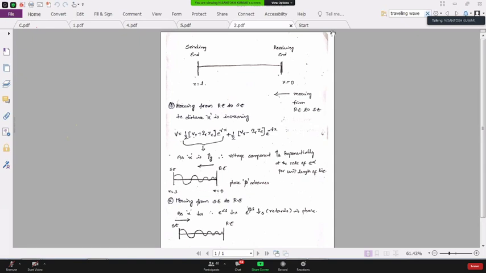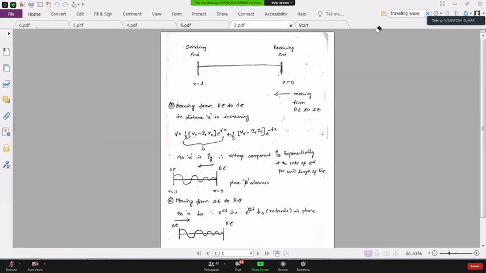Incident wave means your wave is starting from here. When it starts from here, as it propagates, your amplitude and phase are decreasing. So technically we can say this is an incident wave because it originates from here, and as it moves, all the terms are being decreased. So I can say this is an incident wave.